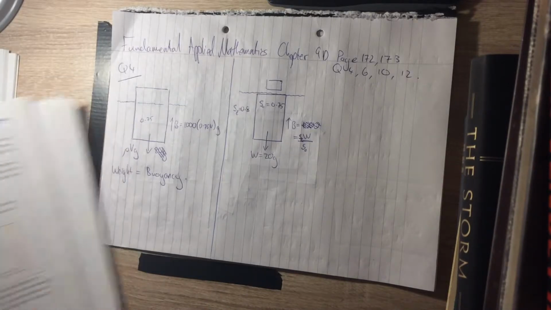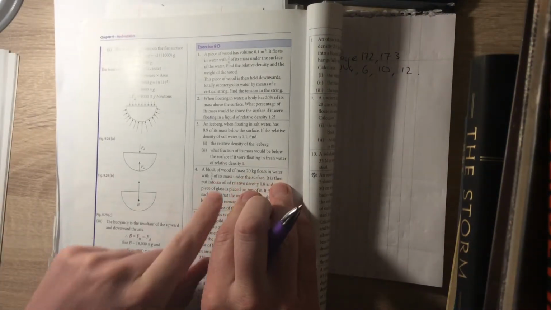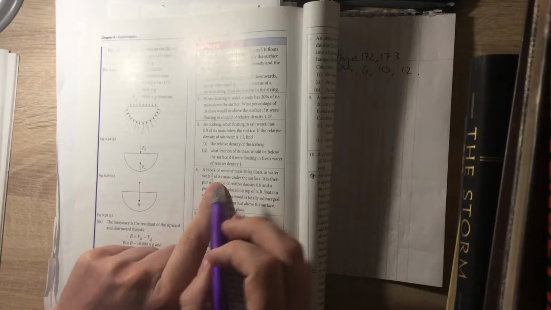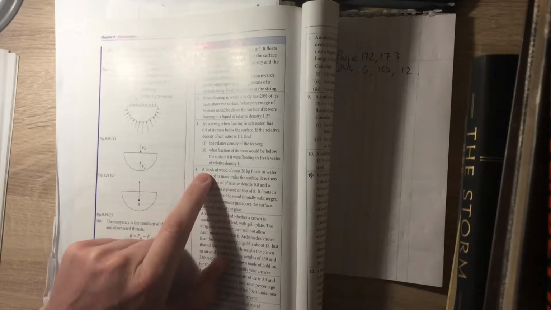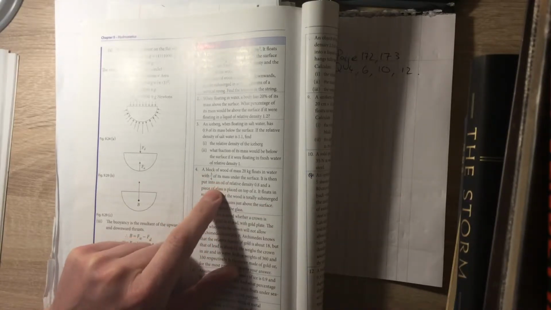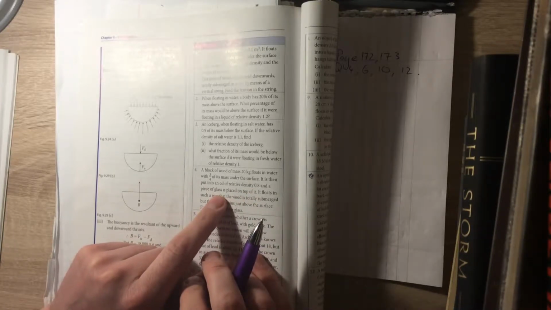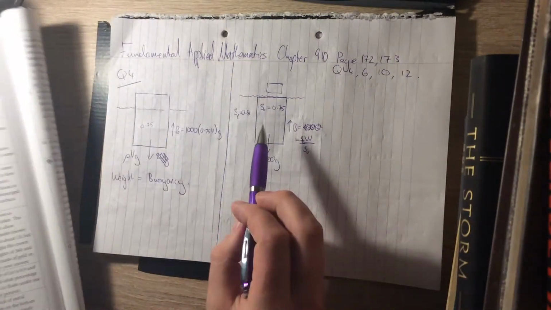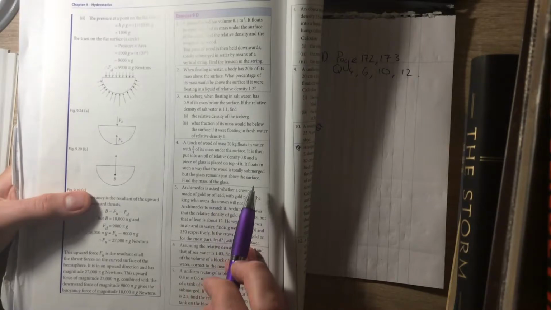So to start with, question 4 says a block of wood of mass 20 kilograms floats in water with 3/4 of its mass under the surface. Probably should say a uniform block, so that means 3/4 of its volume as well. It is then put into oil of relative density 0.8 and a piece of glass is placed on top of it. It floats in such a way that the wood is totally submerged, like in this diagram here, but the glass remains just above the surface. Find the mass of the glass.